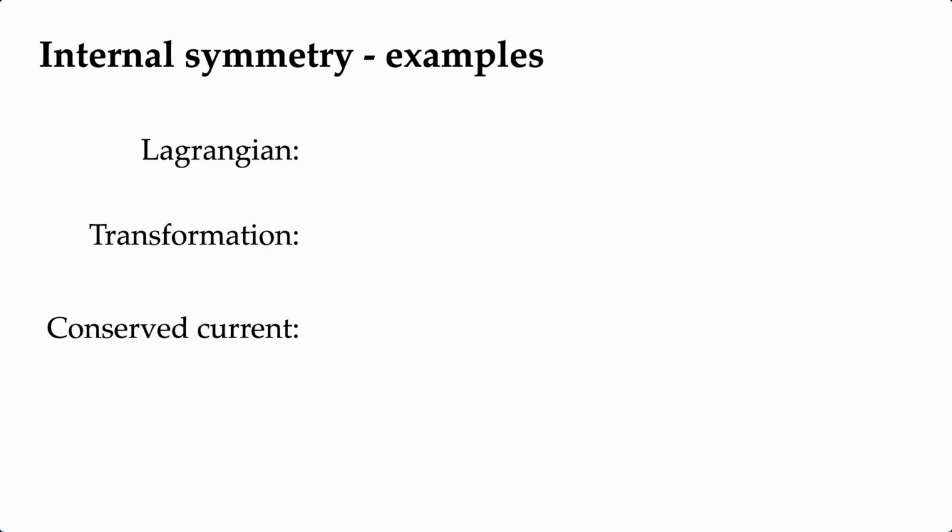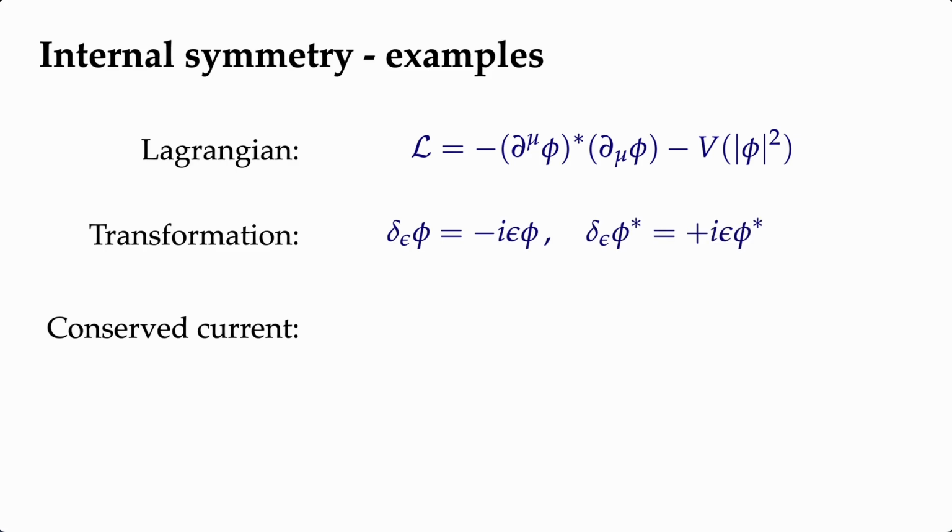Here is a simple but important example. Consider a complex scalar field. Assume that the Lagrangian contains the standard kinetic term and a potential term that depends only on the magnitude of the scalar field. The symmetry in question is the phase rotation of a complex variable. Infinitesimally, the transformation gives what is written in the second line.